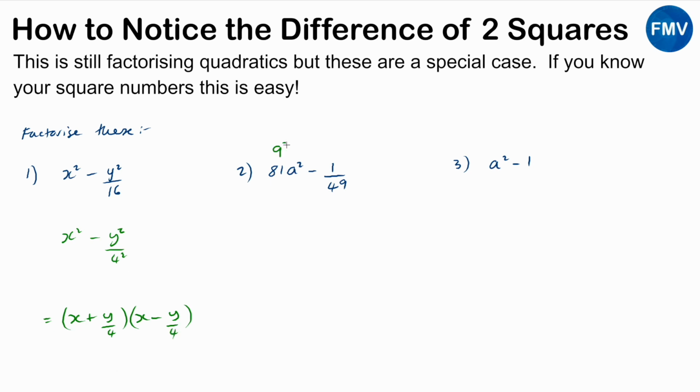81 is 9 squared. 49 is 7 squared. 1 is actually 1 squared. That one does catch people out. So here we go. 9a in the front of each bracket, a positive and a negative. 1 over 7, 1 over 7, and that's done. Let's finish on an easier one. Hopefully you can see that 1 is the same as saying 1 squared. So here we go. That is equal to a plus 1, a minus 1. And that is the difference of two squares.